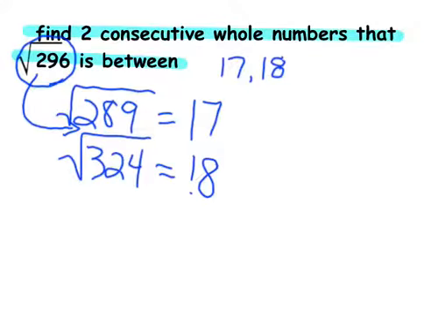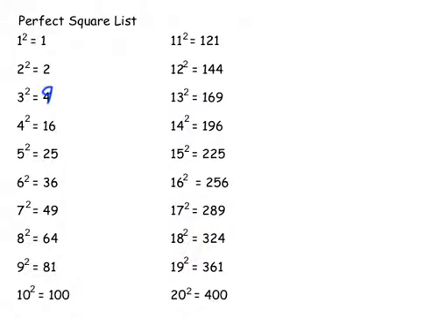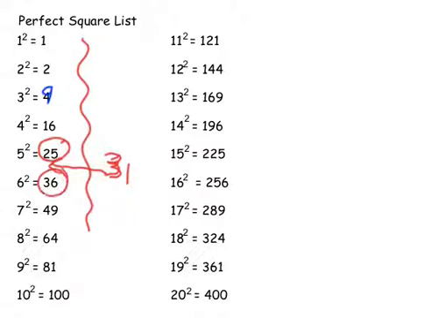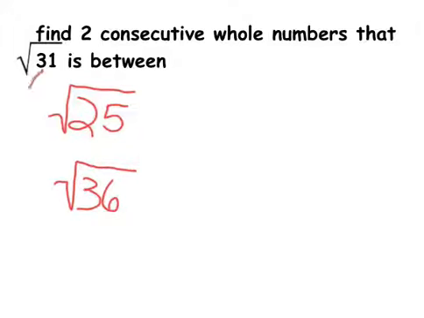I'm going to go back to the chart and look for the square root of 31. I'm looking over in this column over here. 31 looks like it would go right here. So it falls between 25 and 36. So I'm going to go back to that page and write 25 and 36, square root, because we said the square root of 31 is between those two in our chart.